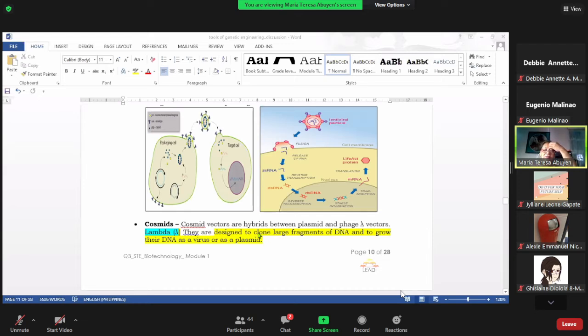So another vector is the Cosmid. There are actually hybrids between plasmid and Fed's lambda. The Fed's lambda actually comes from the bacteriophage, which is a virus. Okay, so the Fed's lambda can carry large fragments of DNA. So designed to clone large fragments of DNA and to grow their DNA as a virus or a plasmid.